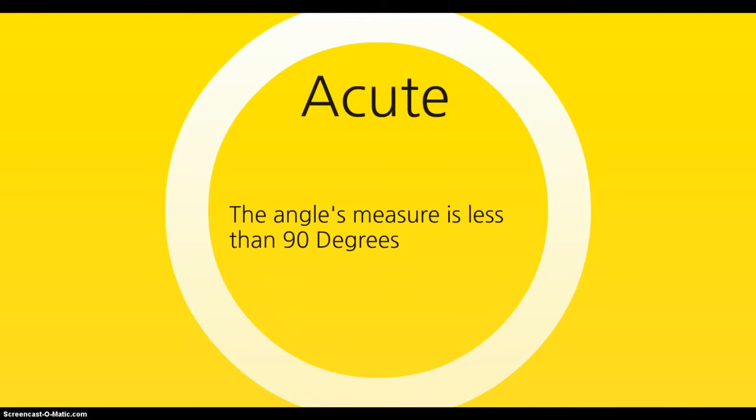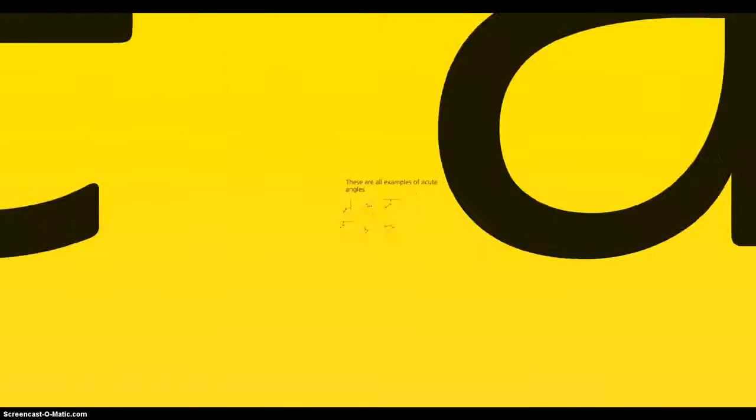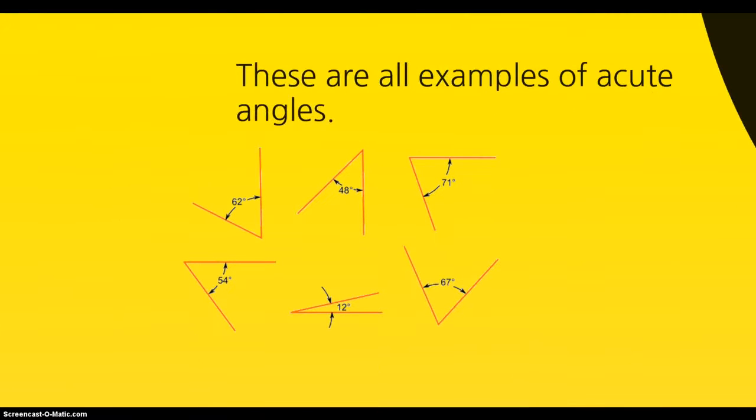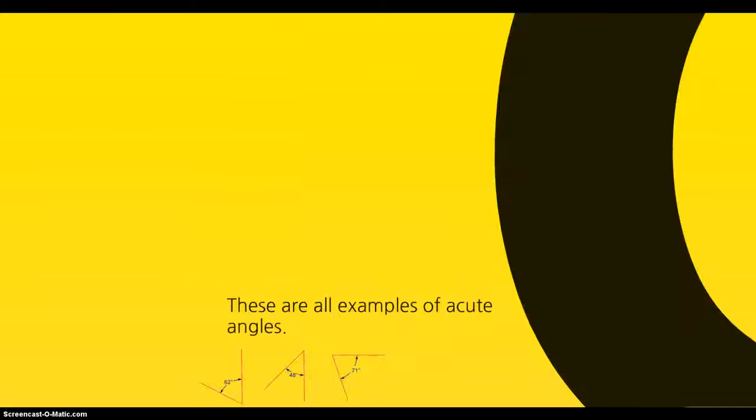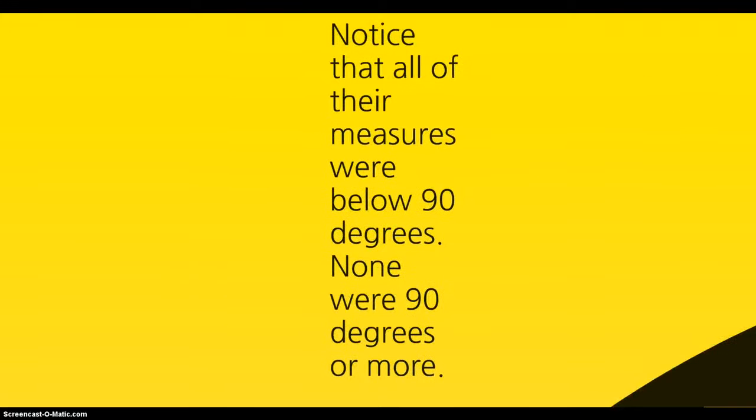An acute angle has a measure that is less than 90 degrees, no more, and it cannot be 90 degrees. These are all examples of acute angles. If you didn't notice, all of their measures were below 90 degrees. None were at 90 or above it.